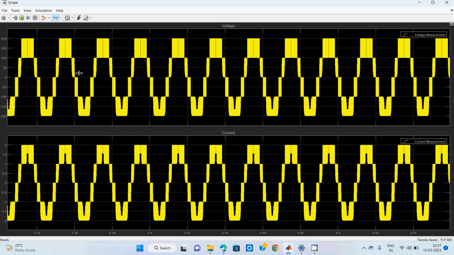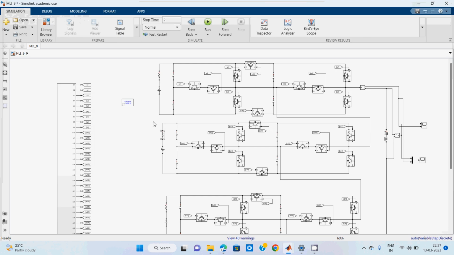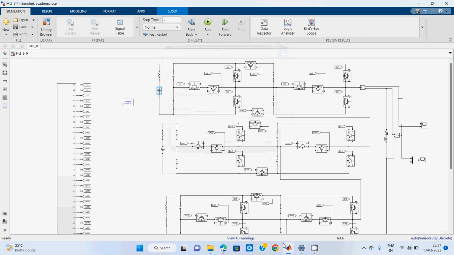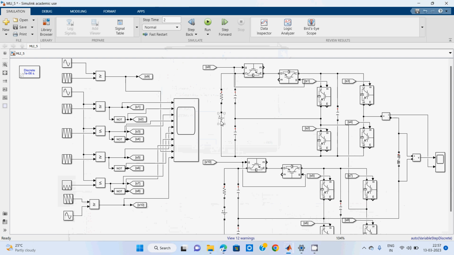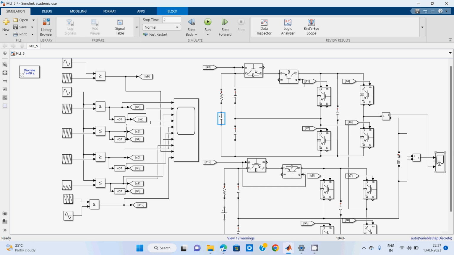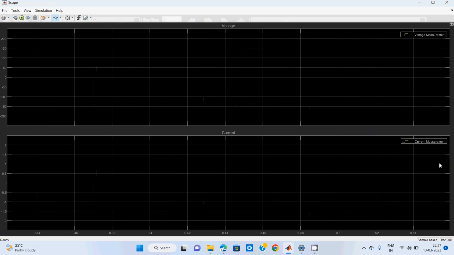The voltage range will be 200. We are giving an input of 100 for this multi-level inverter, not this one, the five level. Okay, 100 is the input for this level, so the output will be 200 volts, and the current will be 2 amperes.